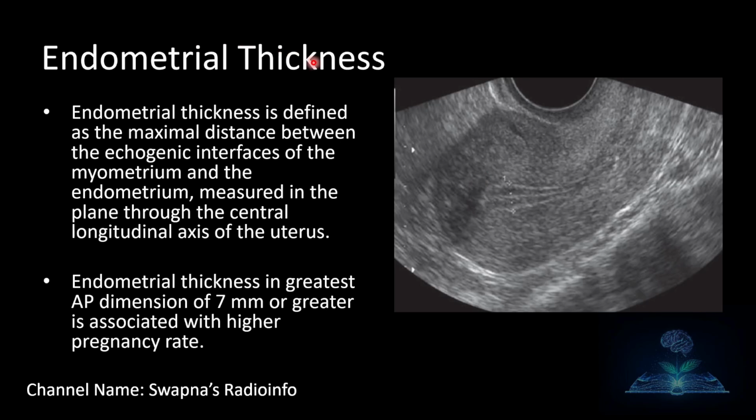So coming to endometrial thickness, it is defined as the maximum distance between the echogenic interface of the myometrium and endometrium, measured in the plane through the central longitudinal axis of the uterus. You can see the two cursors measuring the endometrium here. This is the longitudinal axis of the uterus. Endometrial thickness in greatest AP dimension of 7 mm and greater is associated with a high pregnancy rate.